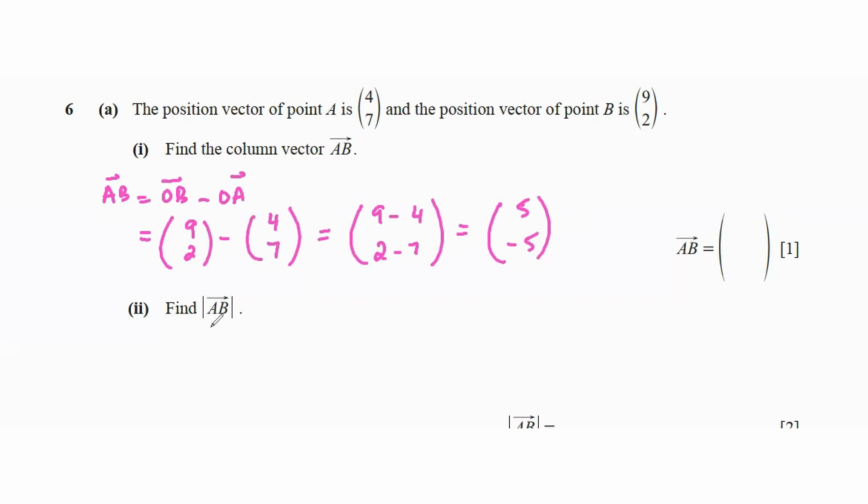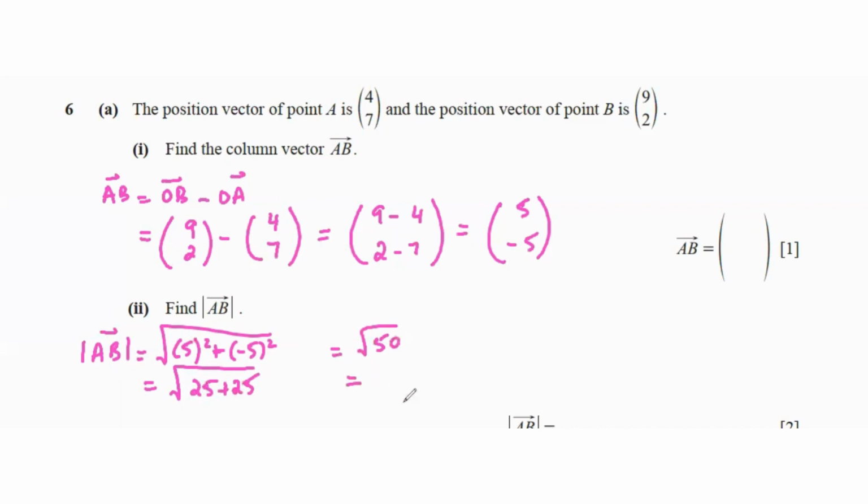Then the next part, they're asking you to find the magnitude of AB. For the magnitude of AB, we will do square root of 5 squared plus -5 squared. That's 25 plus 25, which is square root of 50. And that equals 7.07.